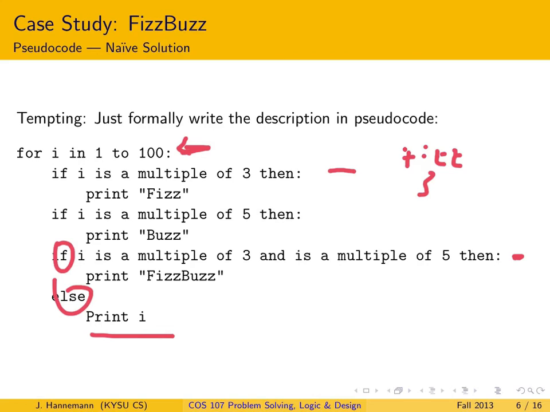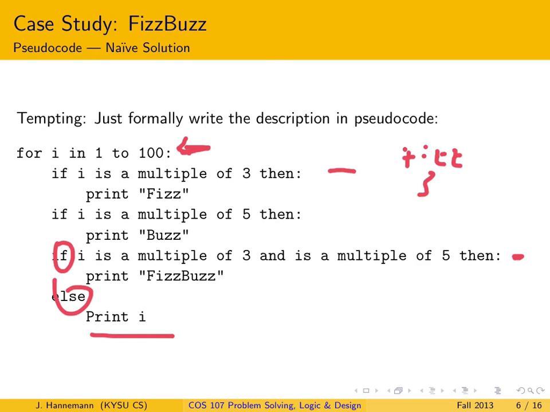and for 15, it's actually even worse, because 15 is a multiple of 3, so it will print Fizz. It is also a multiple of 5, so it will print Buzz. It's a multiple of 3 and 5, it will print FizzBuzz. So in the case of 15 and all multiples of 15, we get FizzBuzz and FizzBuzz as the output.